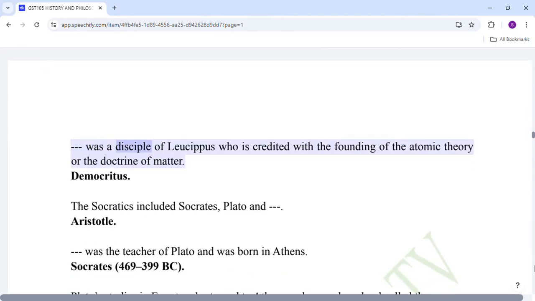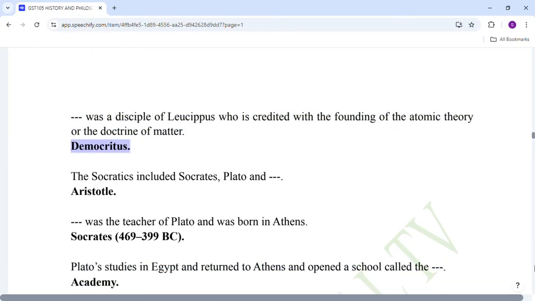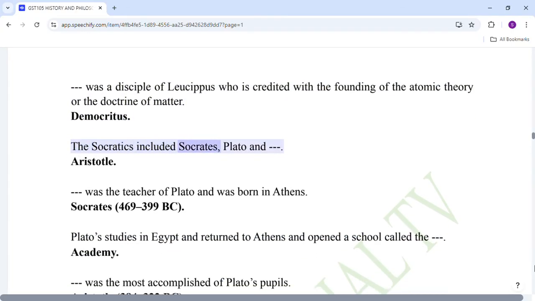Democritus was a disciple of Leucippus, who is credited with the founding of the atomic theory or the doctrine of matter. The Socratics included Socrates, Plato, and Aristotle.